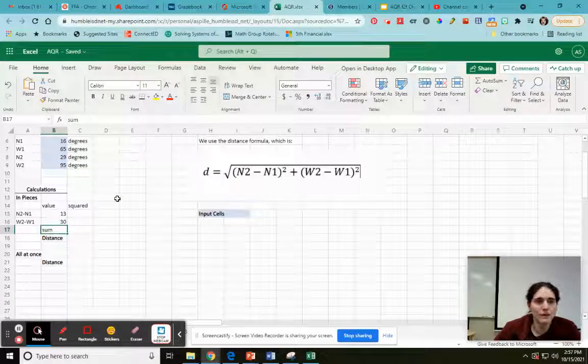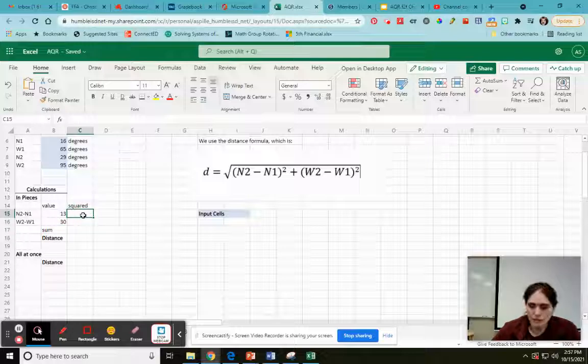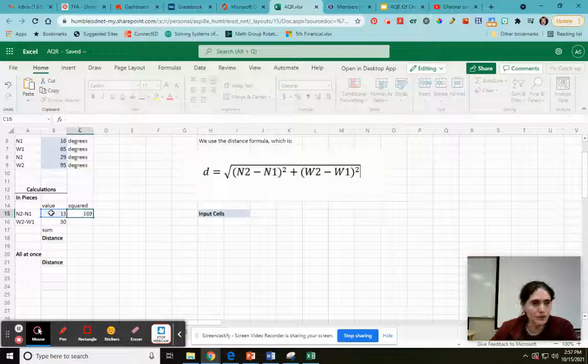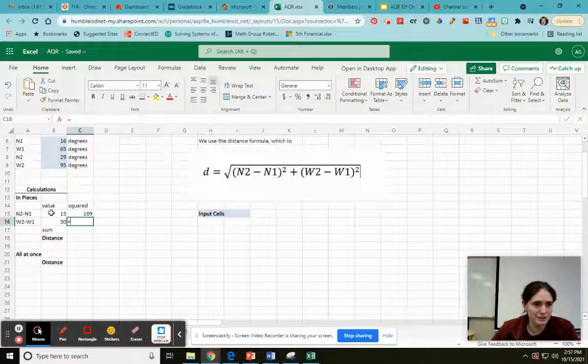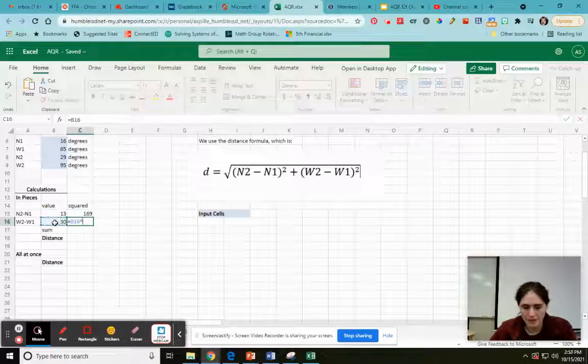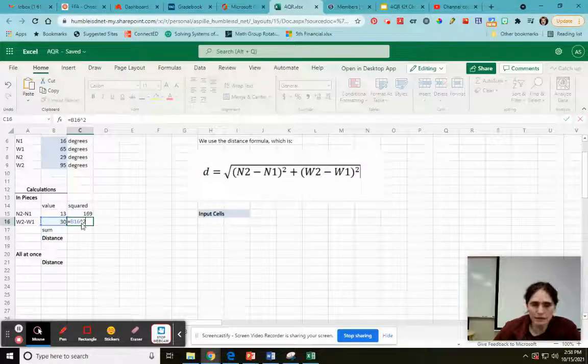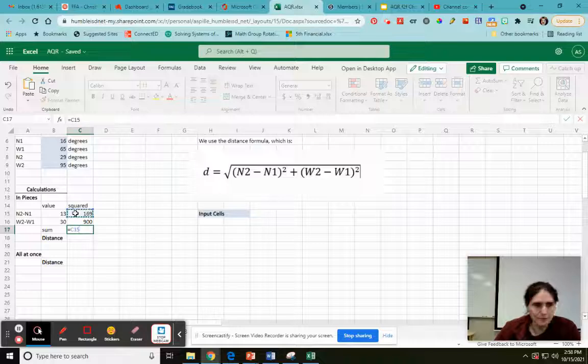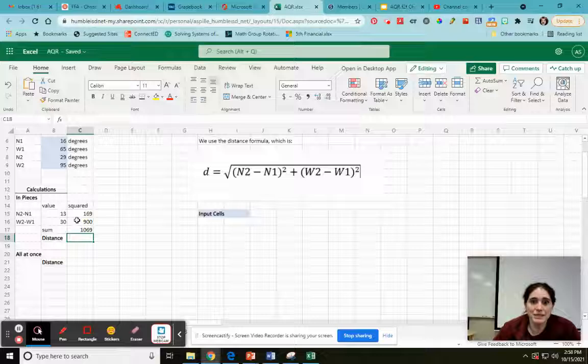We have that. The next thing you can do is square those. Equals this raised to the power of 2, equals this raised to the power of 2. And to get the raised to the power of, that was shift 6. And then we add those up, so equals this plus this. So it gives me 1,069.